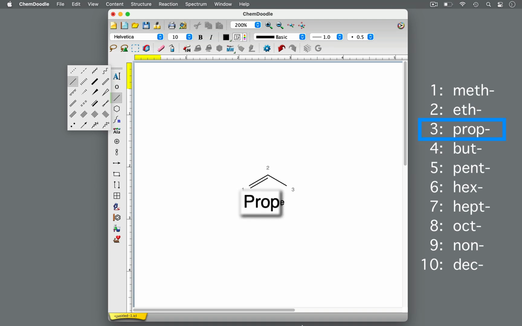The prefix prop specifies 3 carbon atoms in the longest chain containing the double bond. The ending -ene denotes the double bond. As the carbon backbone of the alkene becomes longer, be sure to include the position of the double bond in the molecule name. Use the number of the first carbon of the double bond to indicate this.